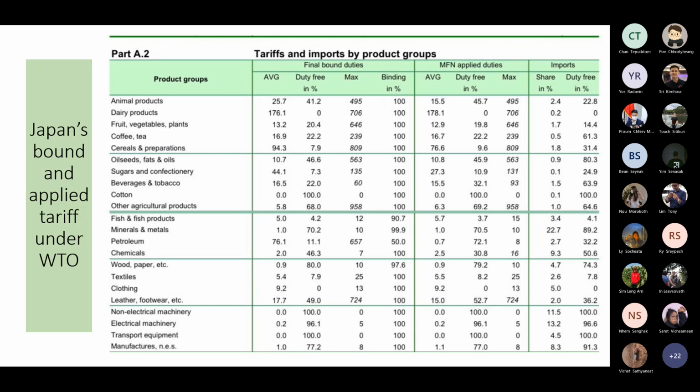Exactly. So you might question, is it true, teacher, that you explained that the applied duty must be lower than the final bound duty because the final bound duty is the maximum level of duty, and then right now you can see the case of Japan dairy product here, the applied duty is higher than the final bound duty. So how does that make sense with your explanation a moment ago? My answer is that the average final bound duty of Japan for the dairy product of 176.1% here has already been submitted to the WTO. Bound, okay, bound duty. But is it applicable right now?